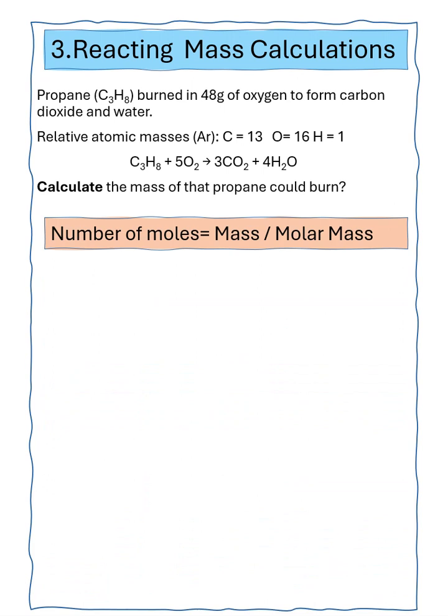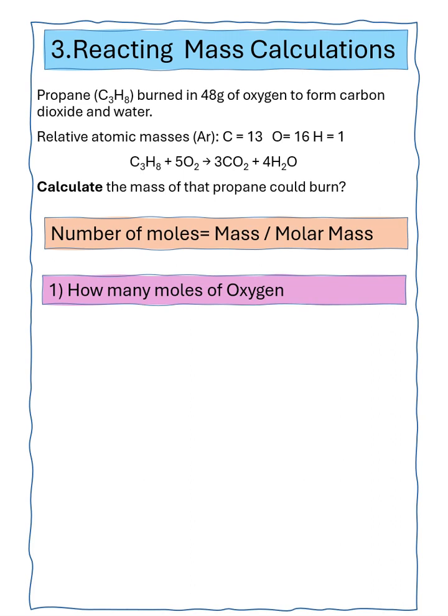Question 3 says propane, C3H8, is burned in 48 grams of oxygen to form carbon dioxide and water. We're then given the equation. We've got to calculate the mass of propane that could burn in 48 grams of oxygen. We've got the equation, number of moles equals mass divided by molar mass, which we're going to use throughout. The first thing we've got to do is calculate how many moles of oxygen we've actually got.